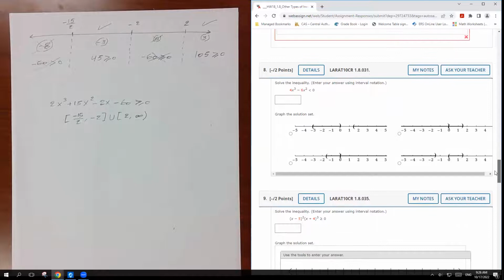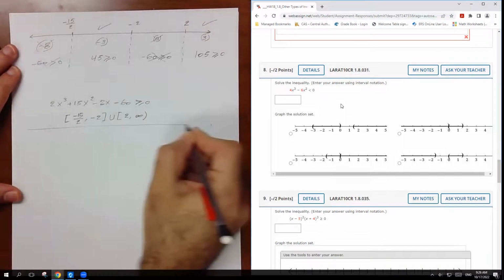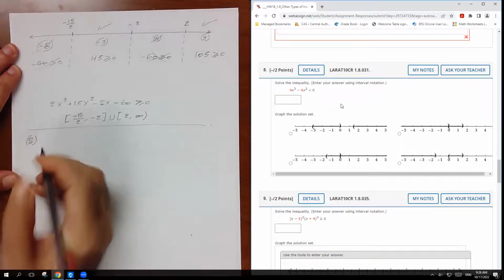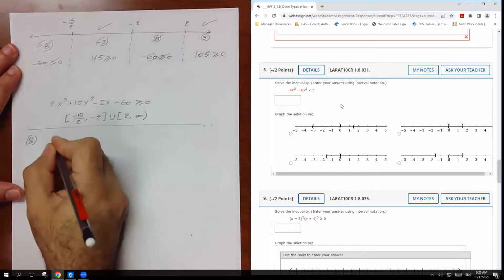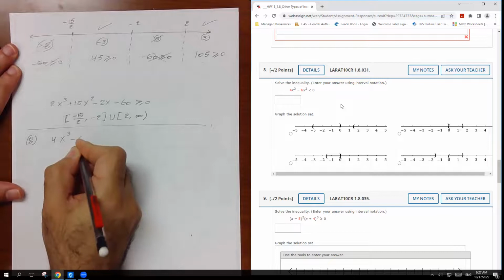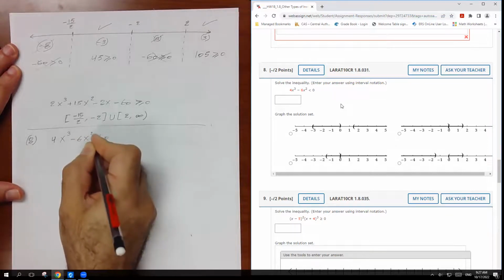Example 8, you're going to do the same thing. You're going to factor this polynomial. And let's work on this example. Example 8, which is 4x cubed minus 6x squared less than 0.